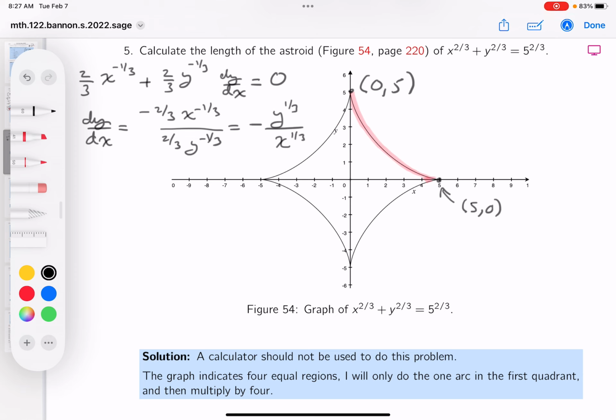All right? So what do I got to do with that? I got to square it, add 1 to it. Let me write that down for you. So 1 plus dy dx squared. Let's write that. That's 1 plus y to the 2/3 over x to the 2/3. Well, I'm going to still simplify that. That's x to the 2/3, and you would get x to the 2/3 plus y to the 2/3. And that's sort of recognizable. I've seen that before. And the top is just simply 5 to the 2/3.